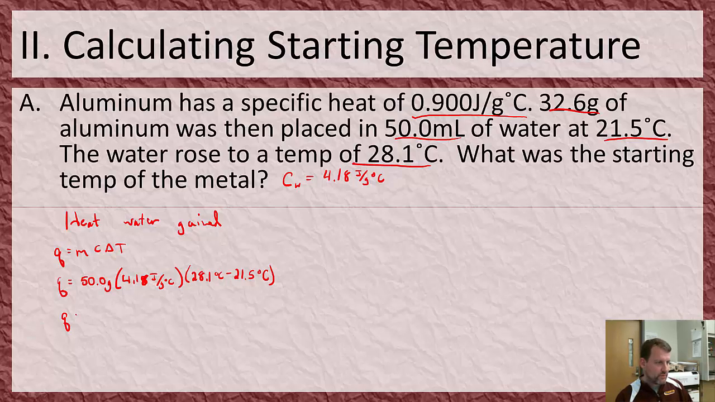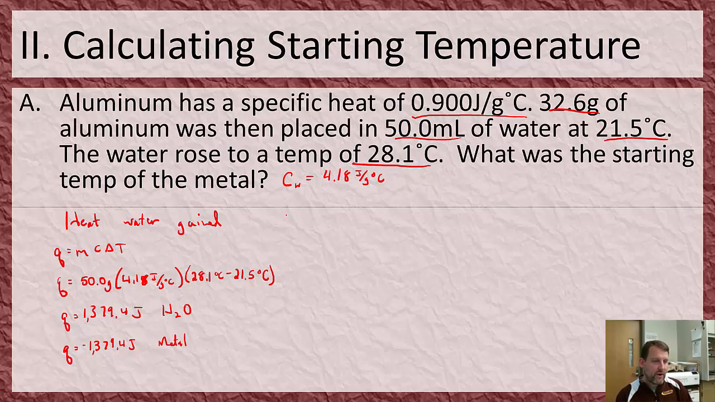And when I do this work, I'm going to get that the Q is equal to 1,379.4 joules. And that's the Q of the water. Of course, the water absorbed energy. That means the metal must have given it off. So Q of the metal is equal to negative 1,379.4 joules. And that's for the metal. And here I'm holding off rounding yet. I'm going to round at the end. I'm going to retain some significant figures until then.